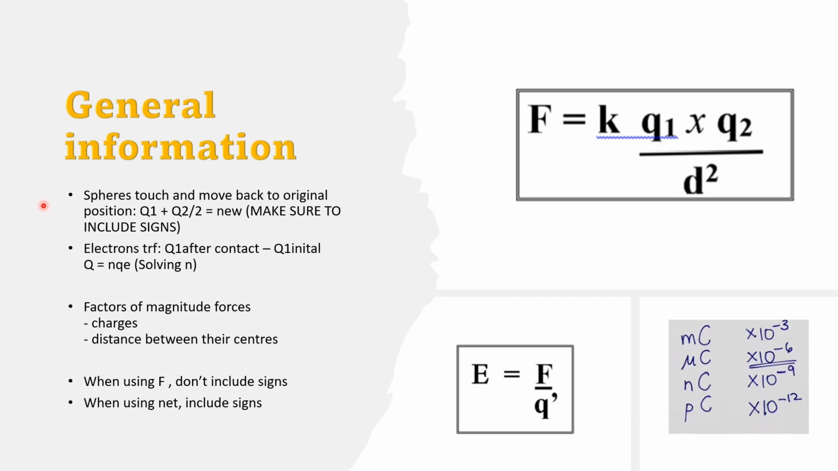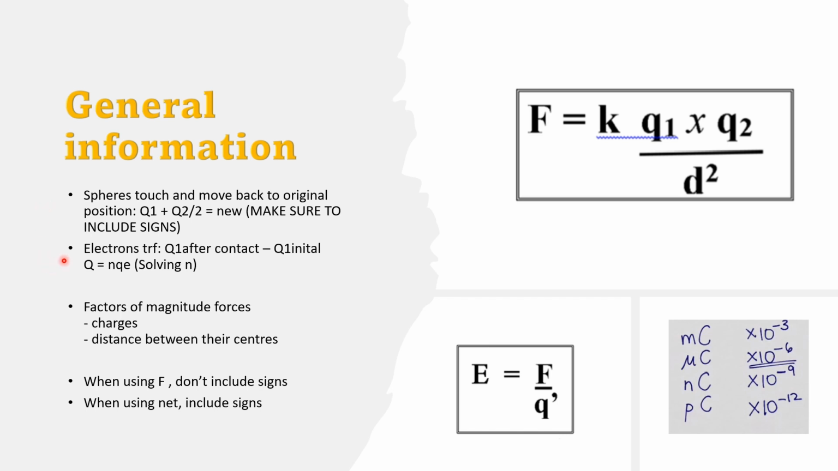Here's another formula. When the spheres touch and move back to the original position, you need to use this formula. Q1, meaning the charge on the first one, plus the charge on the second one, divided by 2, which will give you the new charge. And make sure you include signs.